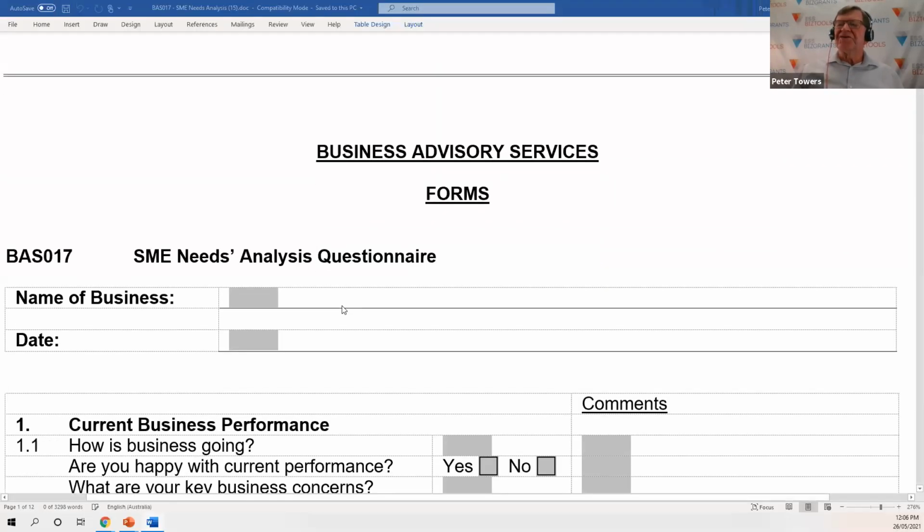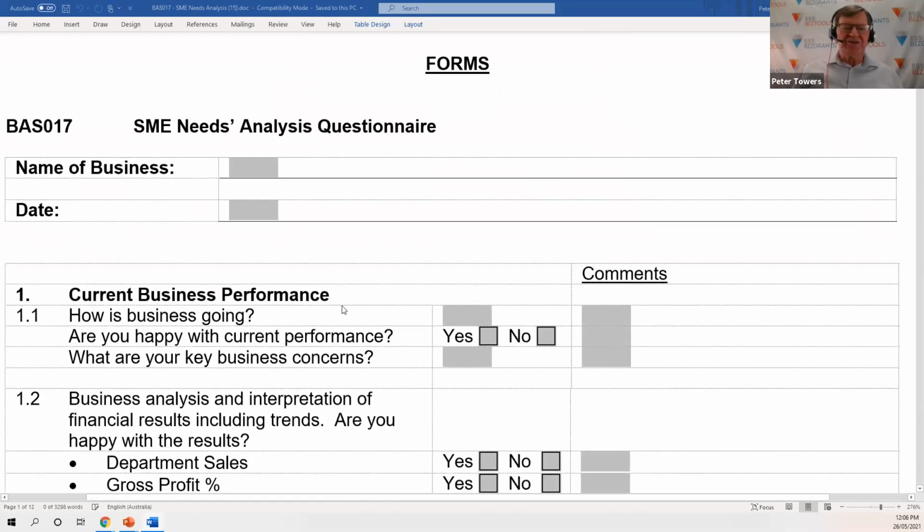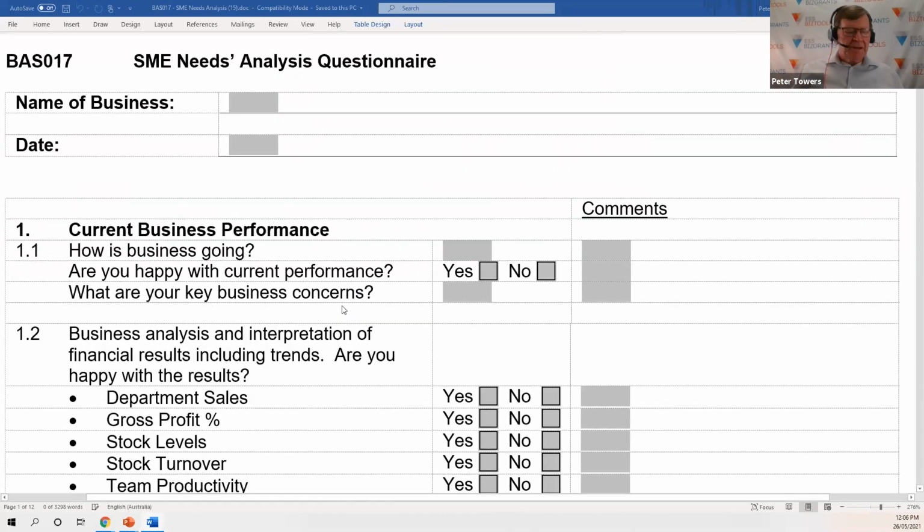You should now be able to see the SME Needs Analysis Questionnaire. So what we're looking at today is, this is part of the training process. I think it's very important to have an awareness of the SME Needs Analysis. But obviously it's also part of the implementation. How do you then go out and sell these services to your clients? And unfortunately, you are going to have to market and sell. There's no easy route to getting this process underway.